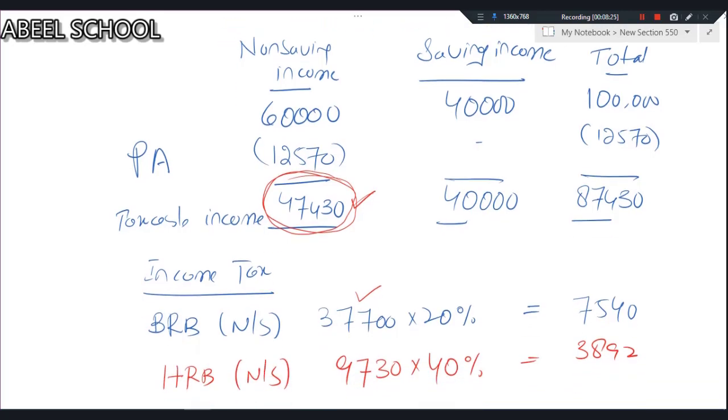Individual gets nil rate band also in case of saving income. If someone is a basic rate taxpayer, that individual gets nil rate band of 1,000. If someone is a higher rate taxpayer, that individual gets nil rate band of 500, and someone who is an additional rate taxpayer gets no nil rate band in saving income. Now the question arises, how do we decide an individual's tax paying status?